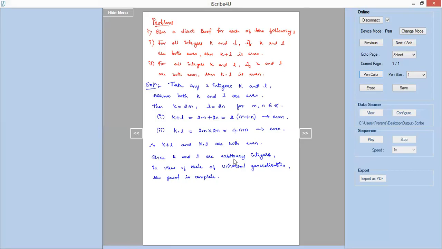So here, how do I read the P conditional Q? If k and l are both even, then k plus l is even. So in the hypothesis, I have to assume P. Let P be k and l are even, Q be k plus l is even. Similarly, if k and l are both even is considered as P, then k into l is even can be considered as Q. So we have proved the required result in that P conditional Q is true. Right? So this is how we do a problem for a direct proof.